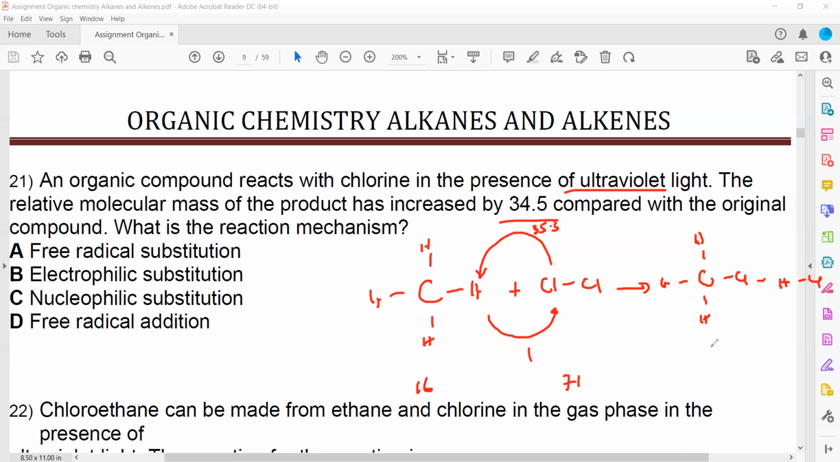Or you can also work out the total mass of chloromethane, which is carbon 12 plus chlorine 35.5 plus hydrogen 1 into 3. So this will be 50.5. So when you take the difference of 50.5 and 16, you'll find 34.5. It is a free radical substitution reaction, so A will be the right answer. Is it clear? This is question 21.